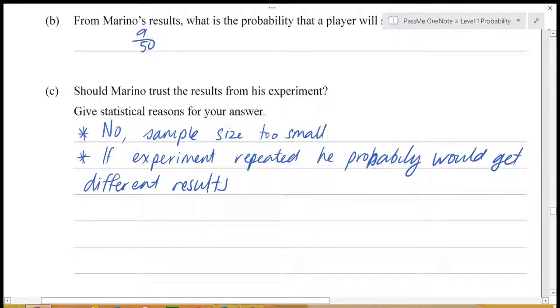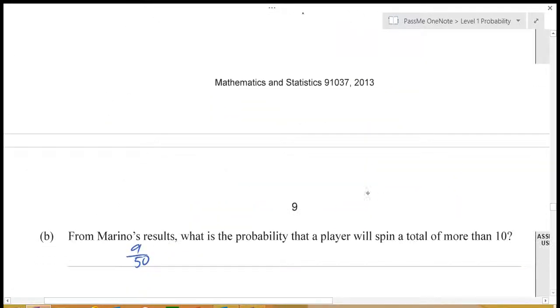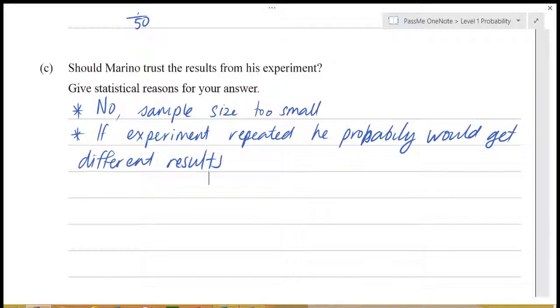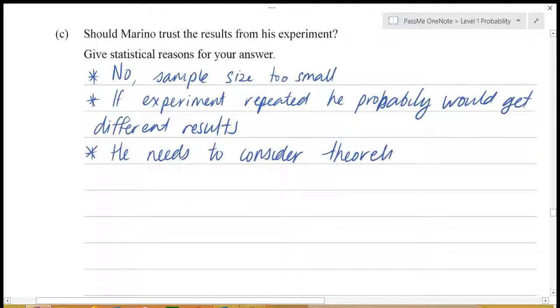Okay, what else? What he's done here to get this is called experimental probability. So you'd really want to compare that to theoretical probability as well. So we'll just say he needs to consider theoretical probability as well.